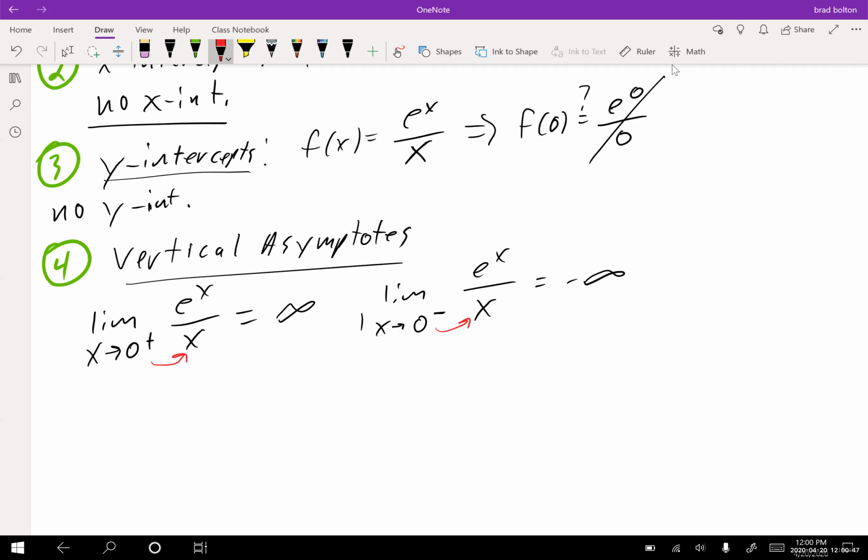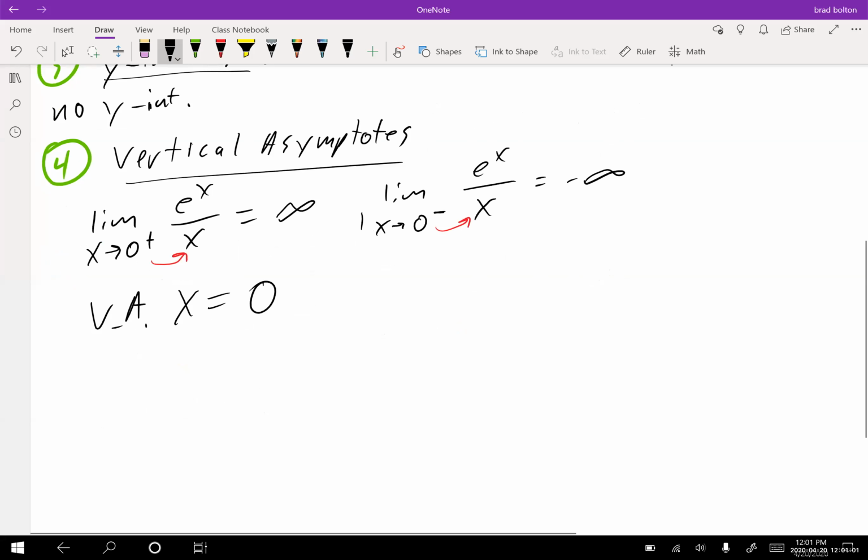So we know there is a vertical asymptote x equals 0. So if you were to get infinity or negative infinity for either one of these, you automatically know there's a vertical asymptote. I just did both, but technically the moment you have one, the left-hand side or the right-hand side, you know there was a vertical asymptote.